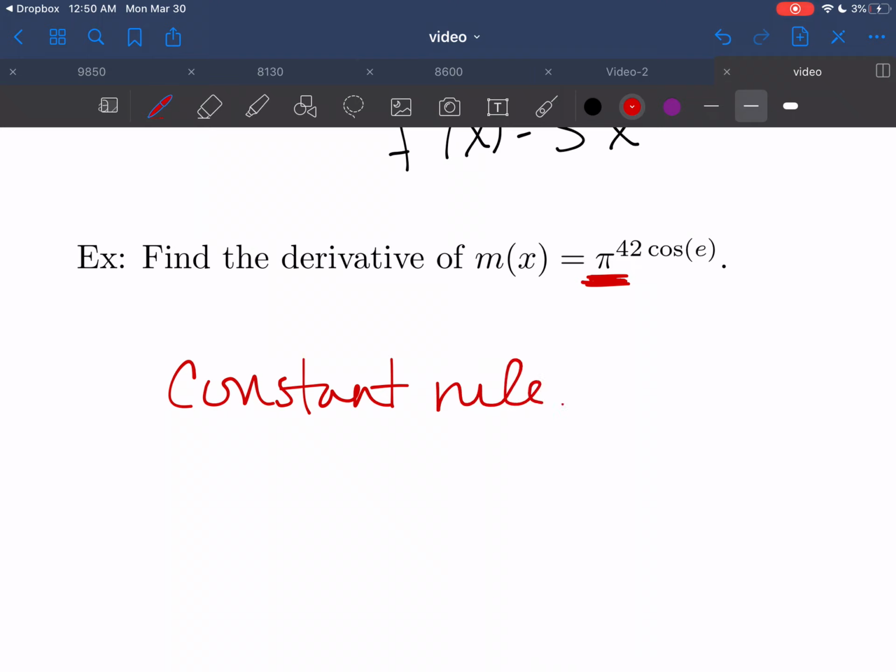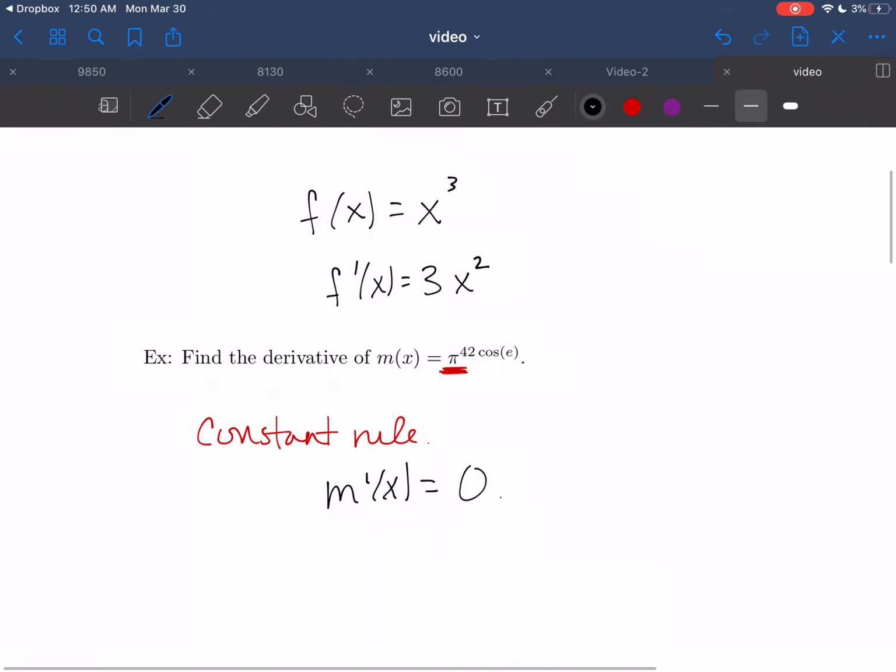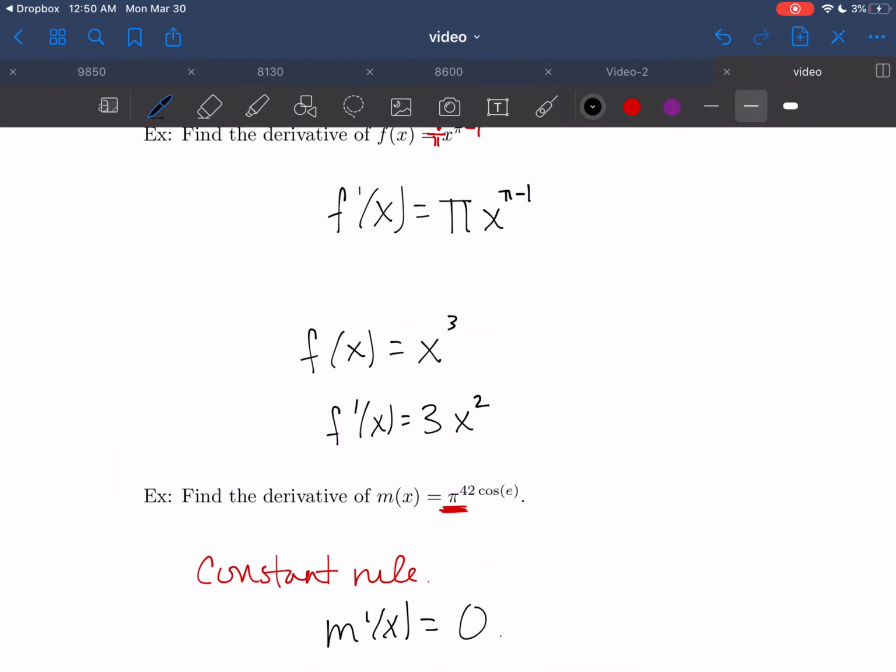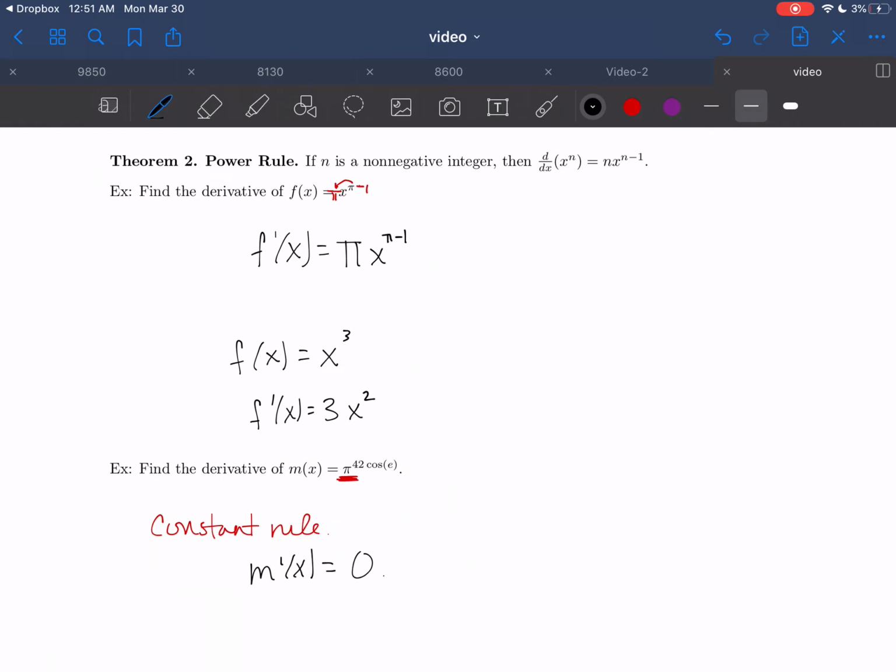So m prime of x is going to be equal to 0. Just because there's an exponent doesn't mean power rule. You've got to have that variable in there too, so there's a difference.